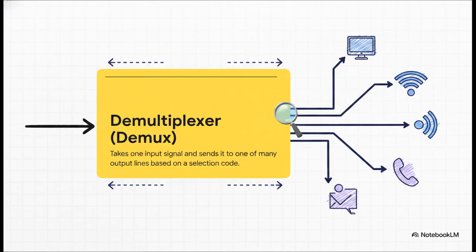And this new function has its own name. It's called a demultiplexer, or just demux for short. Its entire job is to take one single stream of data and distribute it to one of several possible destinations. The address inputs tell it where to send the data. This is absolutely crucial for communication systems and for routing all the information flying around inside a computer.